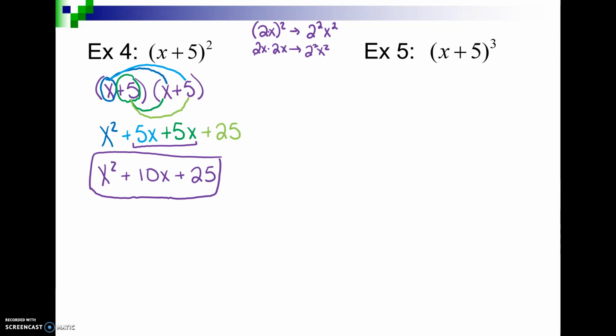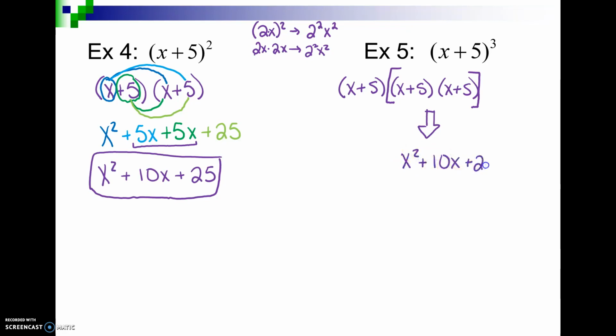All right, what does x plus 5 to the third mean? X plus 5 to the third means x plus 5 times x plus 5 times x plus 5. What I would suggest you do is start with the second two binomials. Do x plus 5 times x plus 5, see what you get. Hey, time saver, that's what we did in example 4. So we know that this is going to result in x squared plus 10x plus 25.